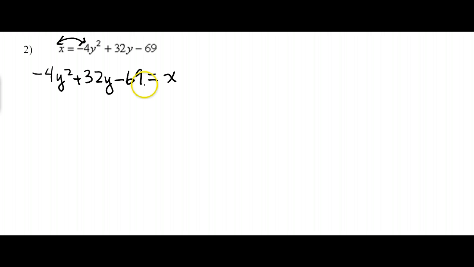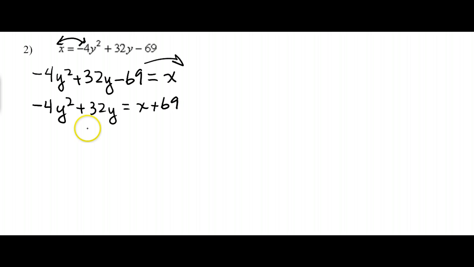Alright, and then I'm going to move my 69 over to the other side, so negative 4y squared plus 32y equals x plus 69. Alright, we've got to complete the square on the left. Again, to complete the square, our leading coefficient has to be 1, so I'm going to factor out a negative 4. So negative 4 times y squared. So I factored a negative 4 from the y squared. I'm going to factor a negative 4 from this 32.